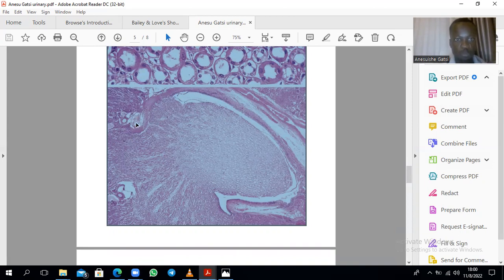Then on your far left, in this corner here, those are renal corpuscles there. This is a pyramid, right? That's a pyramid there. And we can appreciate transitional epithelium here, right? That's transitional epithelium right there, right? Then on the other end, this looks simple. It's not stratified, right? That's simple columnar epithelium right there, right?